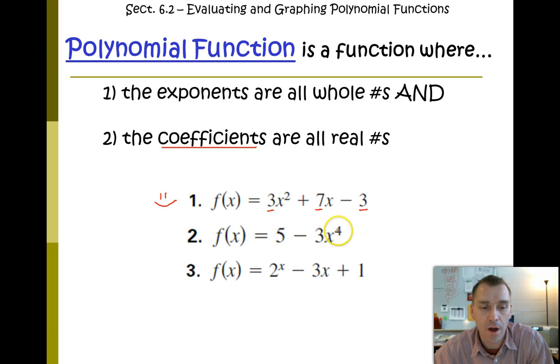Example 2. Well, let's look at the exponents. That's a whole number, and there's a whole number. Great, so they're all good. The coefficients are all real numbers. Check. That is also a polynomial function.